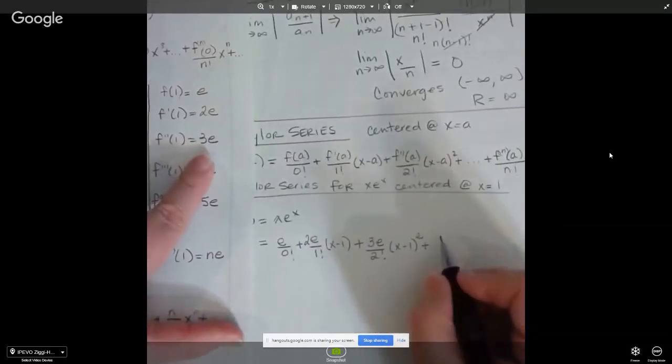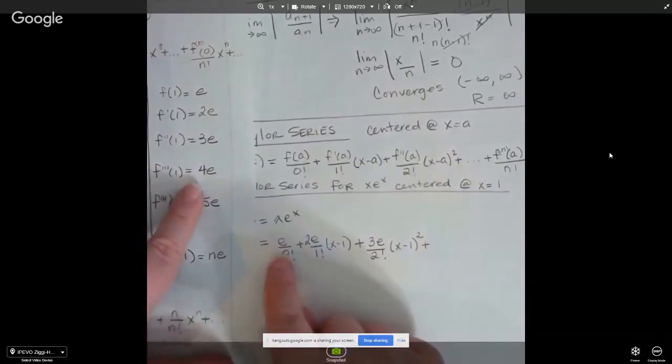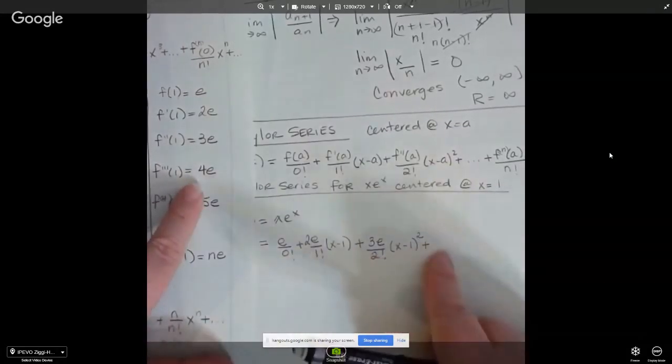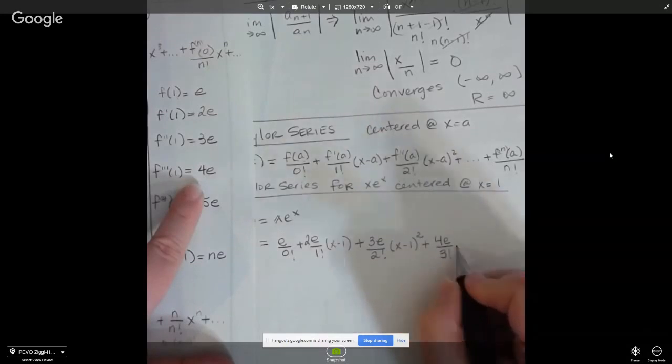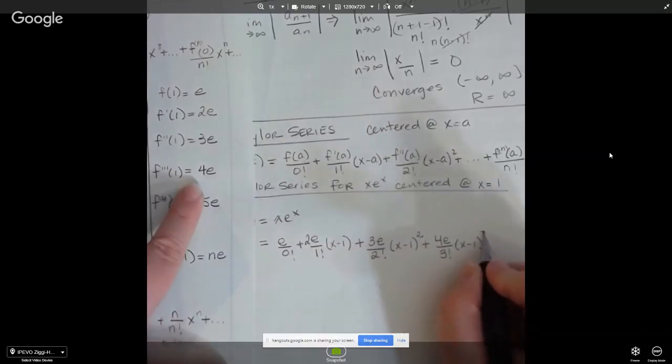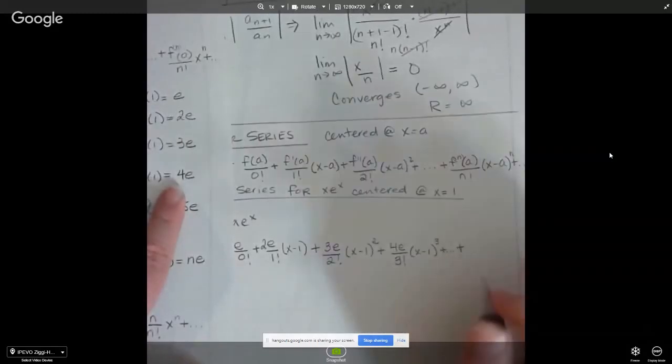Plus, now I'm going to use the third derivative, right? Because I've used the function, first derivative, second derivative, third derivative. Yep, you're right. 4e over 3 factorial times x minus 1 quantity cubed plus... Now I'm going to go to the general because I've got the pattern. So it would be what?